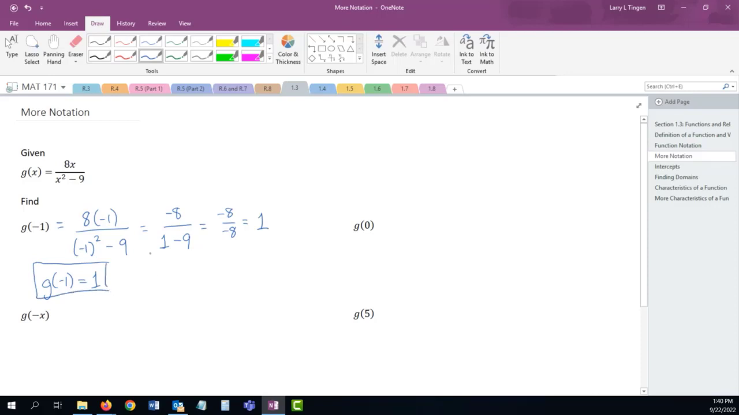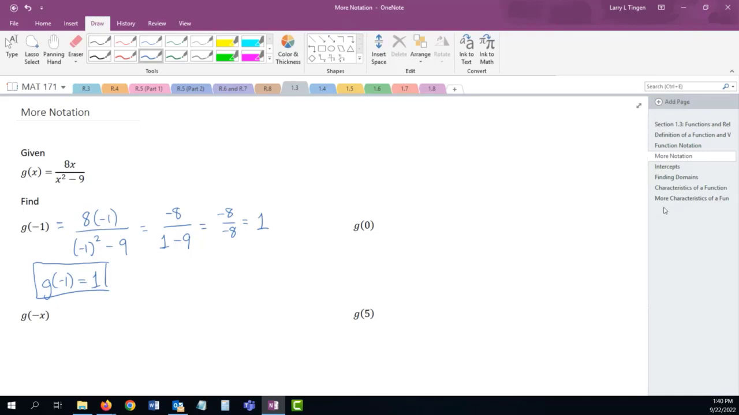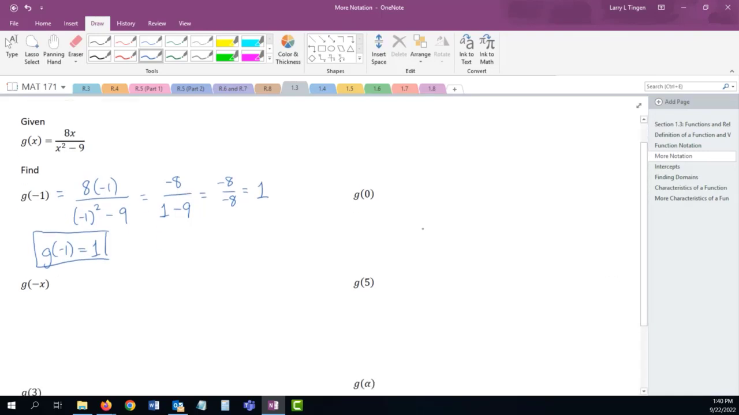If I want to plot that on a graph, can somebody tell me the ordered pair that corresponds to this answer? What is the x value and what is the y value that I'm interested in here? Right, and so -1, 1, but remember that it's an ordered pair, so it has to be inside parentheses. So it would look like that.